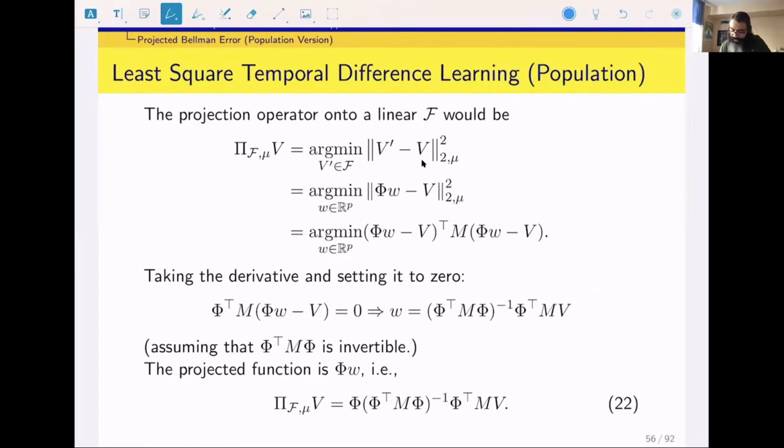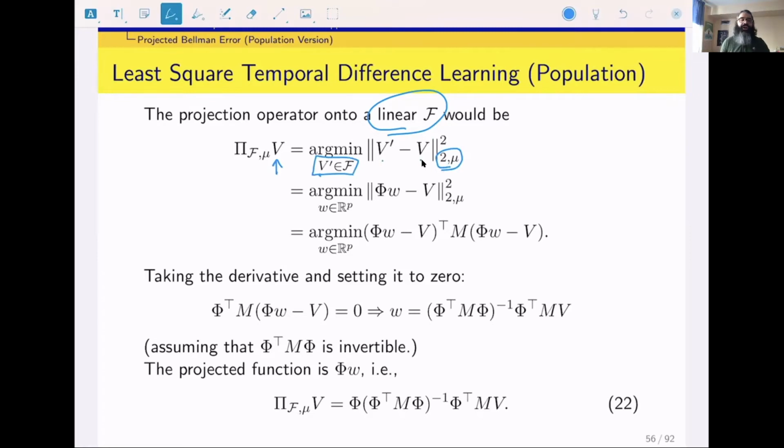So we have a projection operator, capital pi of V onto a linear function space F, which can be written in this form. For any V, any n-dimensional vector, the projection by definition, as an optimization, means the closest point in that space according to the L2 norm weighted by mu. So here I have V prime belonging to F, with V prime closest to V.